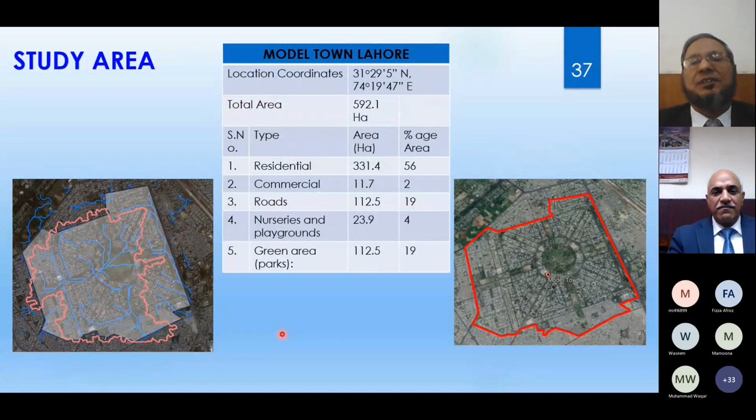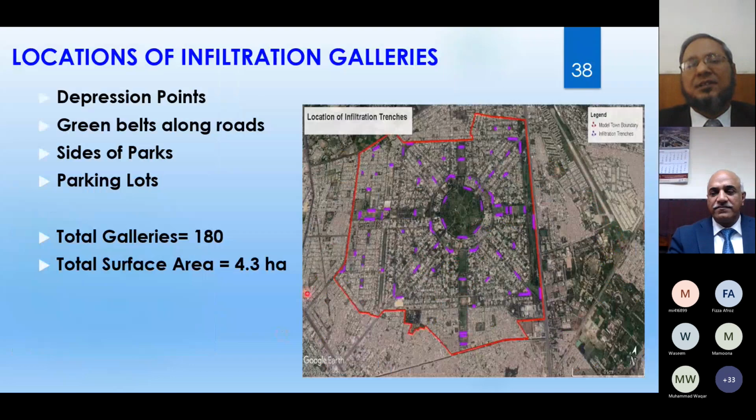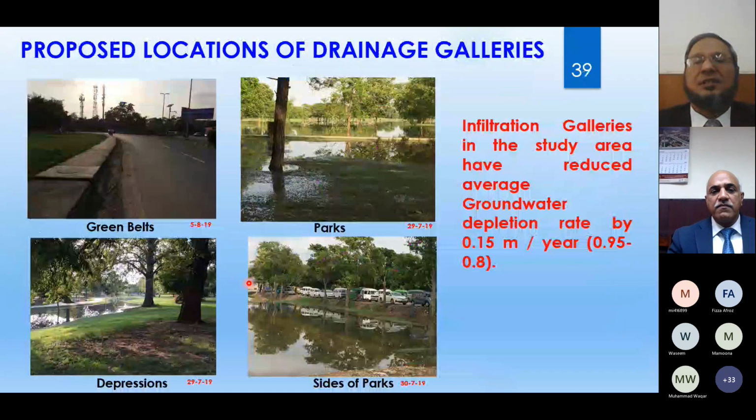The infiltration galleries, shown here in blue color, were provided at the depression points, green belts along roads, sites, parks, and parking lots. The total galleries provided were 180, and the total surface area of the infiltration galleries was 4.3 hectare. These were the locations where the infiltration galleries were provided, and they reduced the groundwater depletion rate by 0.15 meter.